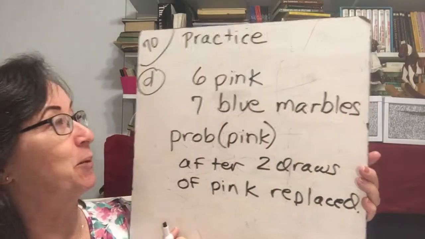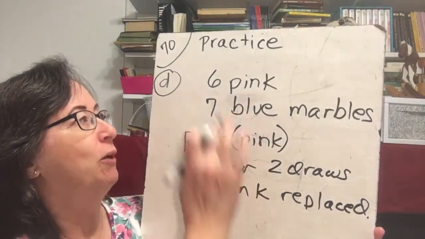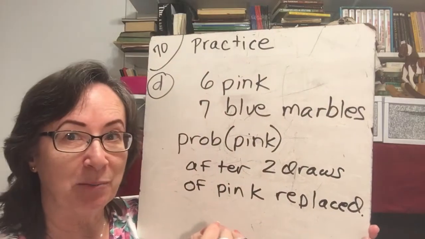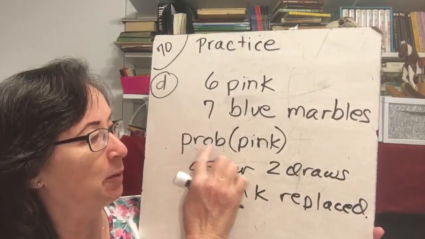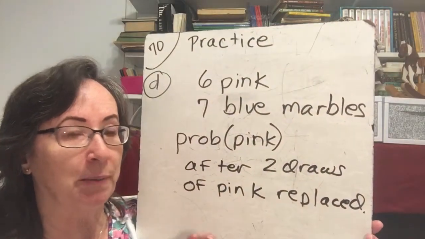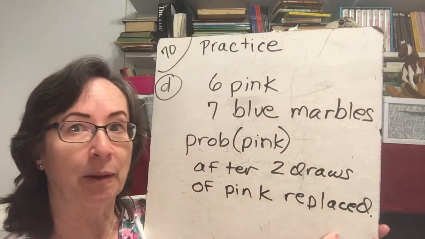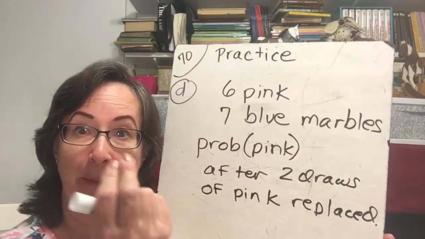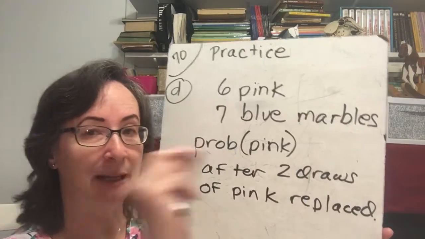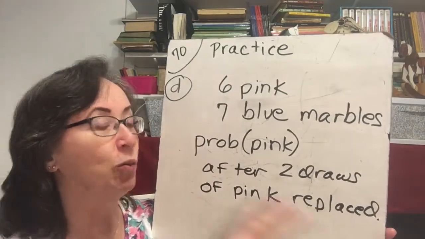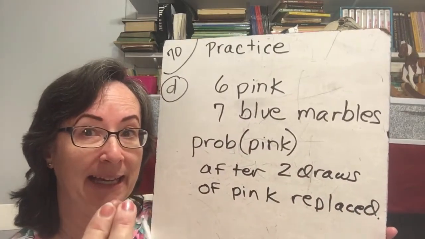Okay, so this is practice problem D, and you've seen something like this before. We have 6 pinks and 7 blue marbles in an urn. So here it says, what is the probability that the next draw will be pink after 2 pink draws have been replaced? So they drew a pink and they put it back in the urn. They drew a second pink and they put it back in the urn. So what is the probability of the third pink?